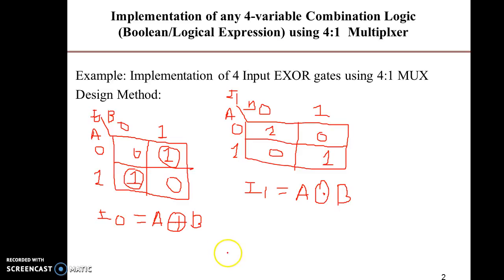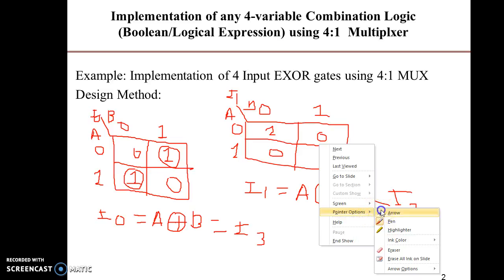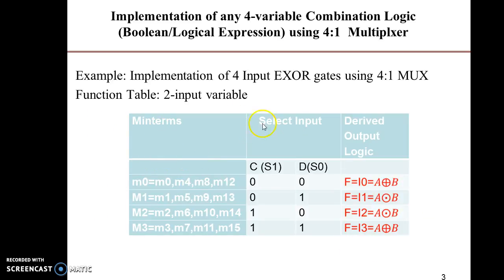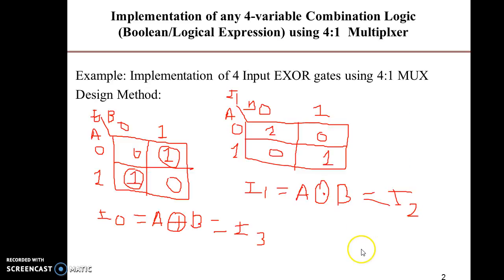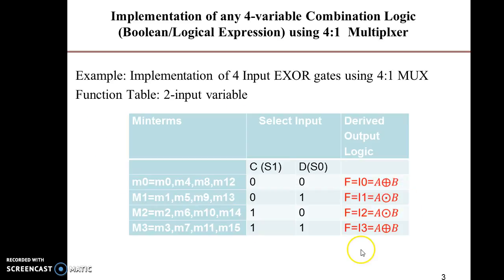Same thing, I can generate the logic corresponding to I2 data input pin, that is nothing but A XNOR with B, and I3 data input pin logic, that is nothing but A XOR with B. In this way I can implement my 4 input XOR gate using 4:1 multiplexer. For that, C and D will be treated as select input, and this I0 data input pin logic, I1 data input pin logic, I2 and I3 I can generate with the help of this design methodology.